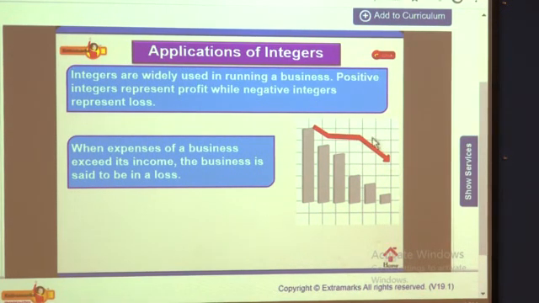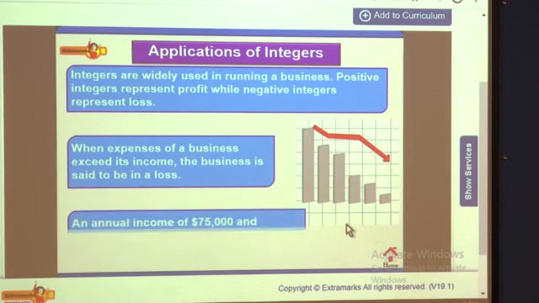We will see a small graph displayed here. When the expenses of a business exceed its income, the business is said to be in a loss. Here the business was very good, then expenses go on increasing, so there is a loss. We saw in the graph that we get a loss because our expenses increased. We should do the type of business where we get a profit.